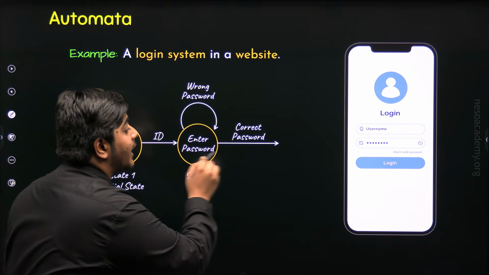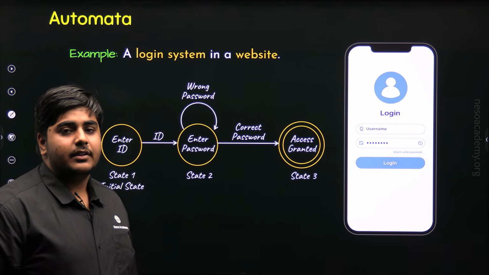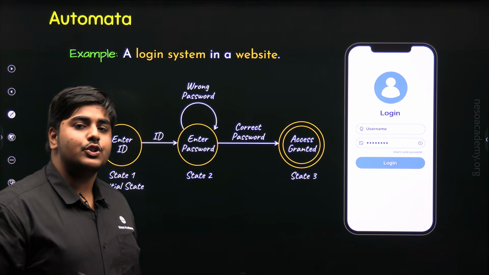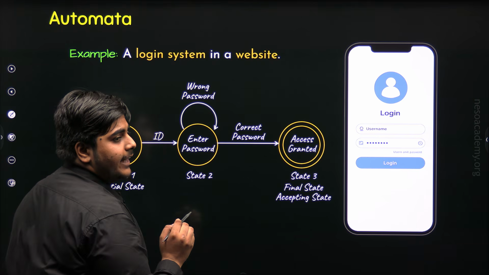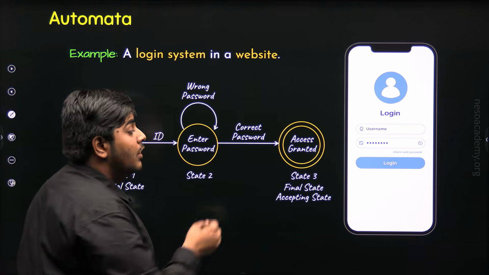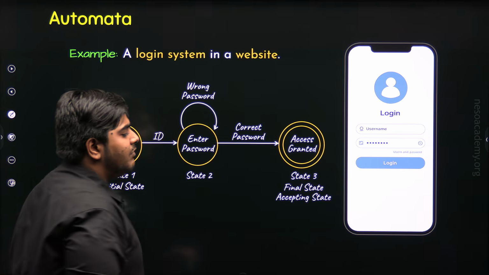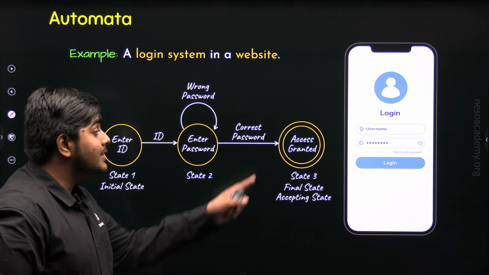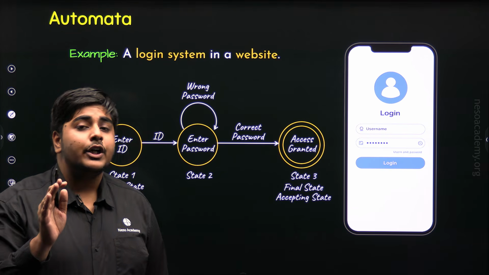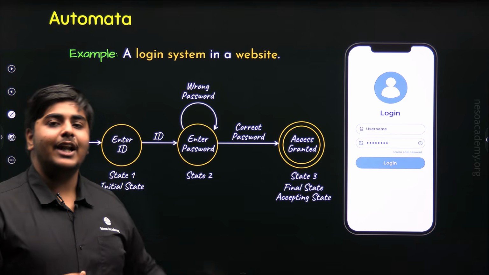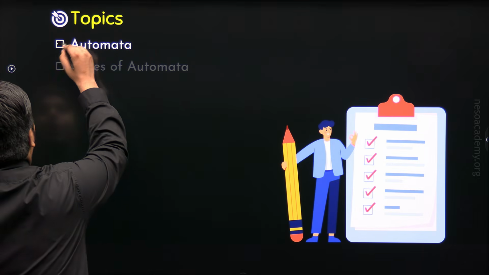But when user enters the correct password, he will reach the state number 3, that is access granted. Here, user will get the access to his account. Now this state is called as the final state or the accepting state of an automata. And in automata, final or accepting state is represented using the double circles. And why this is called an accepting state? Because this is the state where correct passwords are accepted. Now I hope you all understand how to construct an automata. And in this way, we have completed with our very first topic, that is automata.